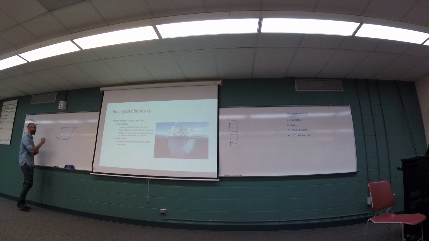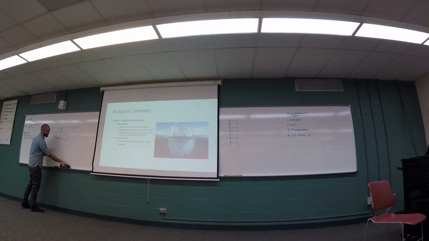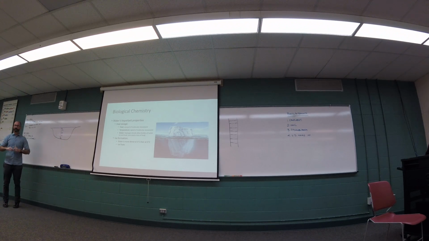But then as we move down through the water column, water is most dense at 4 degrees Celsius. So as we move down, it goes to 1, 2, 3 degrees Celsius like this. There's nothing else really in the natural world that does that.